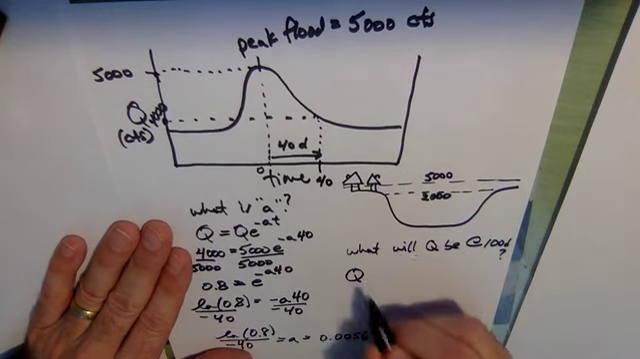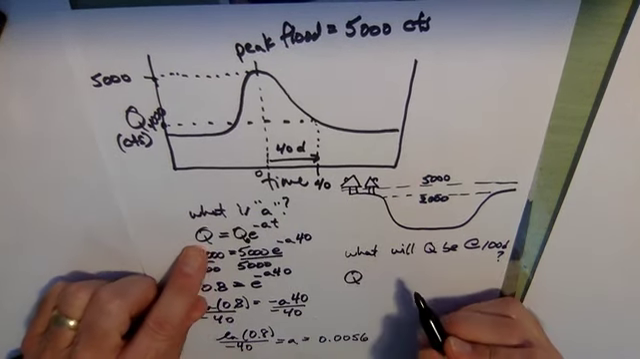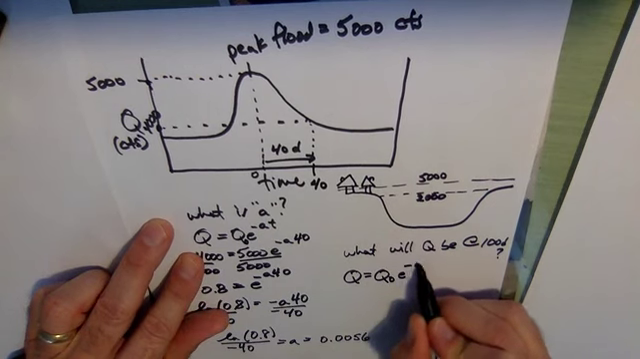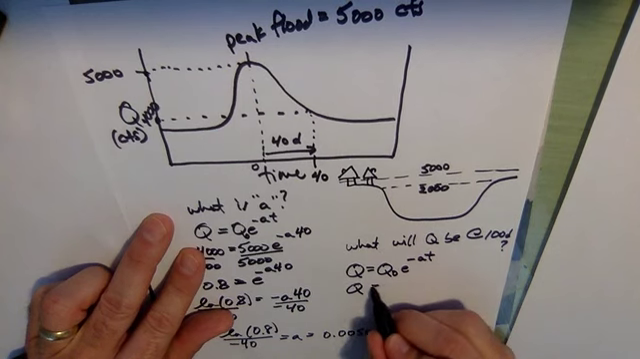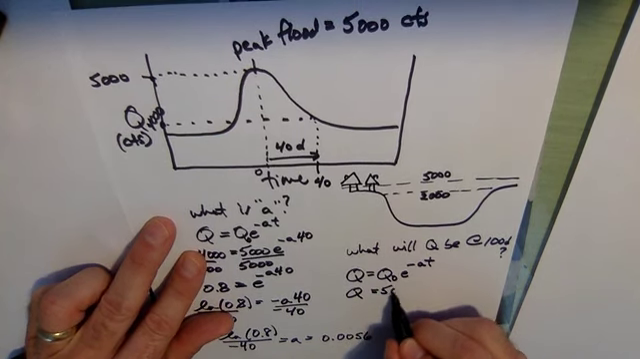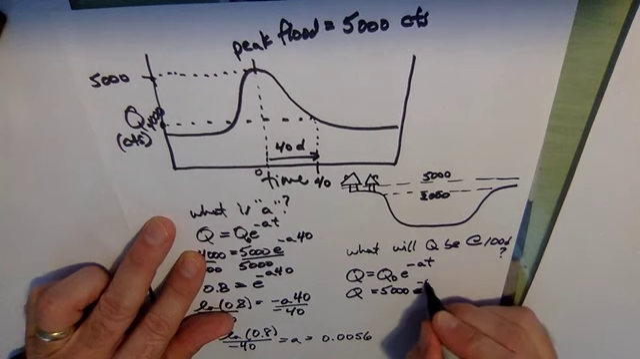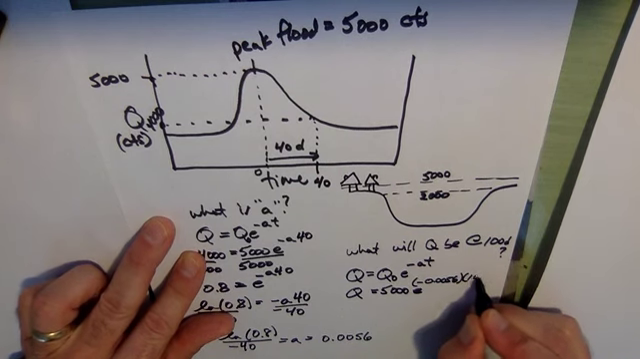So we would say Q, that's what we're solving for now, right, is the discharge. That's supposed to be Q naught, sorry. Q equals Q naught e to the negative AT. We want to know what the discharge is at 100 days. The peak discharge was 5,000. That's Q naught. E to the negative A, which is 0.0056. And the time is 100 days.